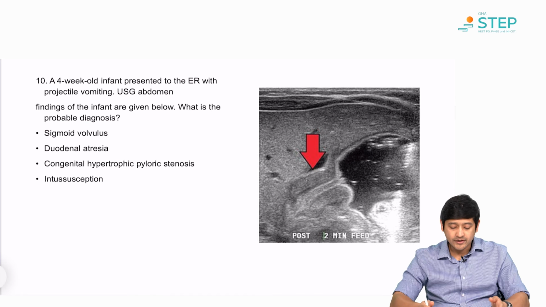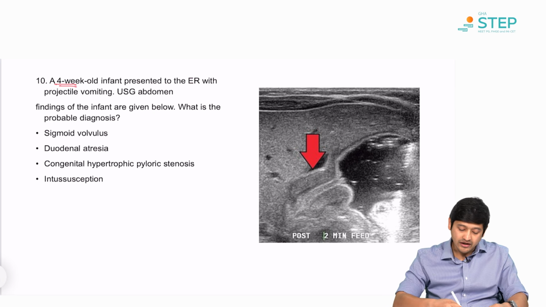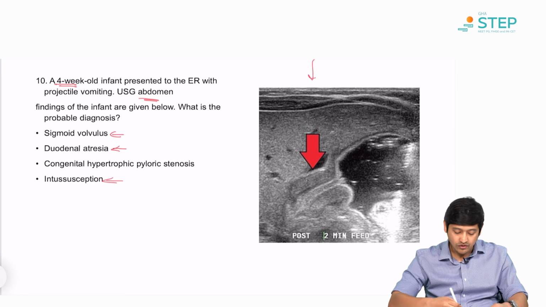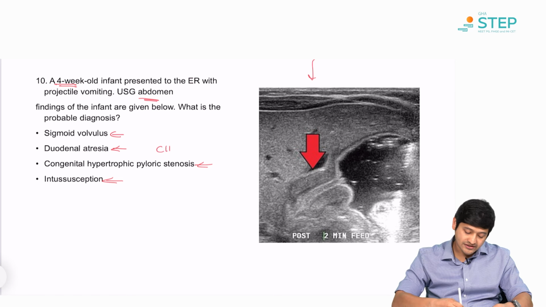All right. An infant has presented to you in the emergency room and a scan has been done. This is a 4-week baby, and an ultrasound abdomen shows you the given finding. So this is your finding. What is your probable diagnosis? Is this a sigmoid volvulus? Is this duodenal atresia? Is this an intussusception, or is this CHPS, which is congenital hypertrophic pyloric stenosis?